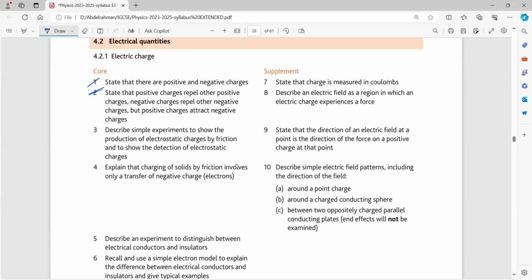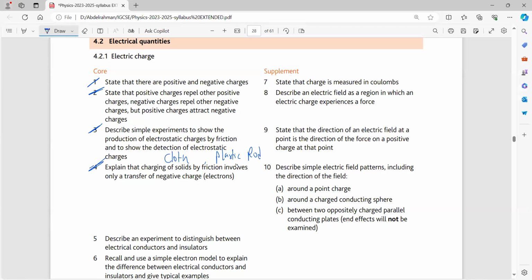Describe simple experiments to show the production of electrostatic charges by friction. This friction causes only the negative charges, the electrons, to move. Again, we can have a piece of dry cloth and a plastic rod. When I rub the piece of cloth against the plastic rod, what will happen? Electron transfer. Some of the electrons will be transferred from the cloth, for example, to the rod, or vice versa. It depends on whether the cloth becomes negative or the rod becomes negative.